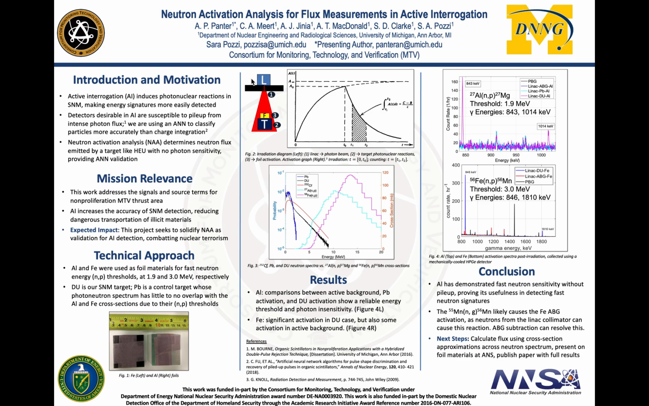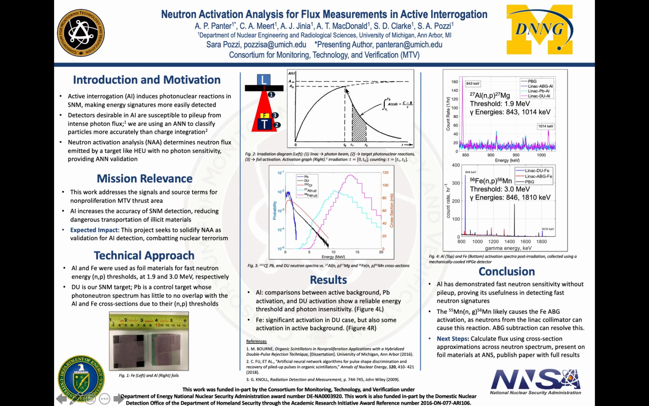In our NAA experiments, our LINAC produces a 9 MeV Bremsstrahlung photon beam directed at our target. Photonuclear reactions in our target emit neutrons into our foil, which causes activation of the nuclei of the foil. This whole irradiation process occurs from time 0 to T0 on our activity versus time graph here.